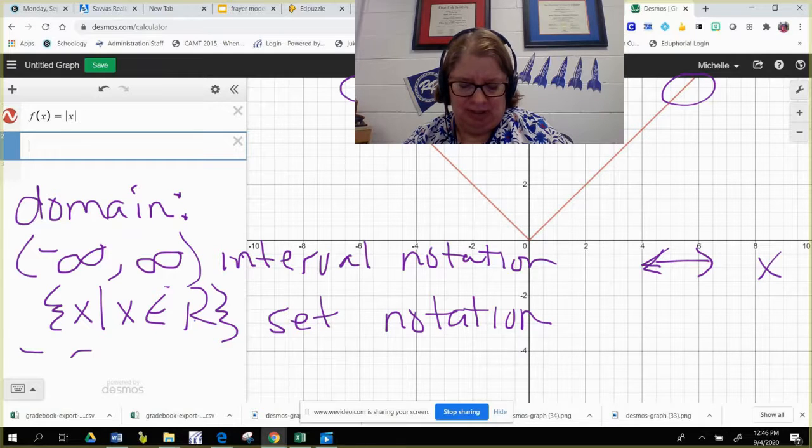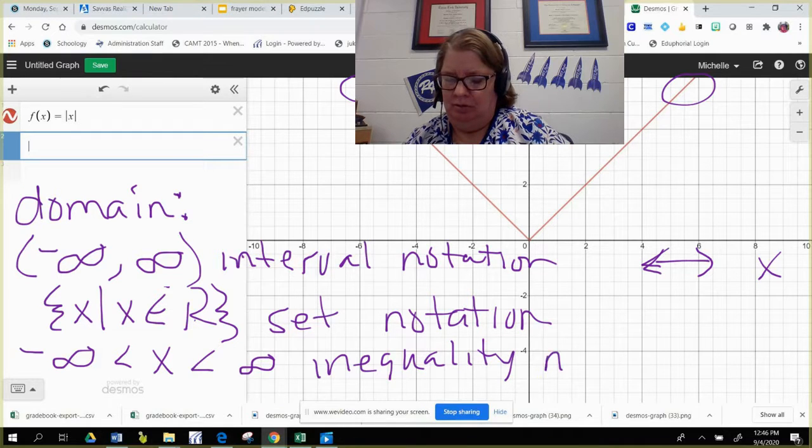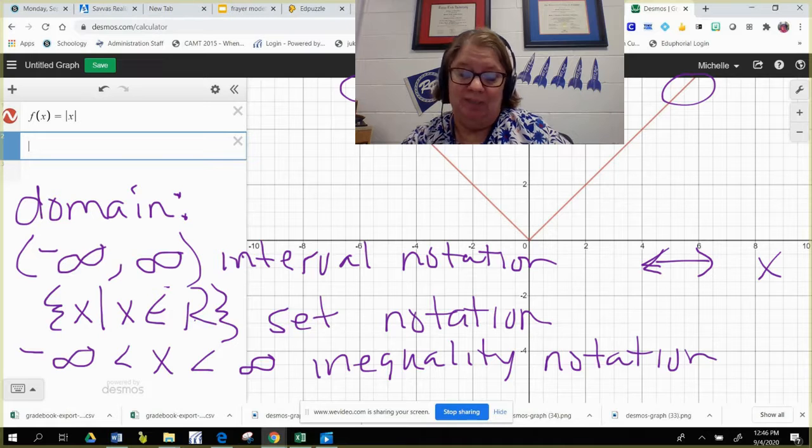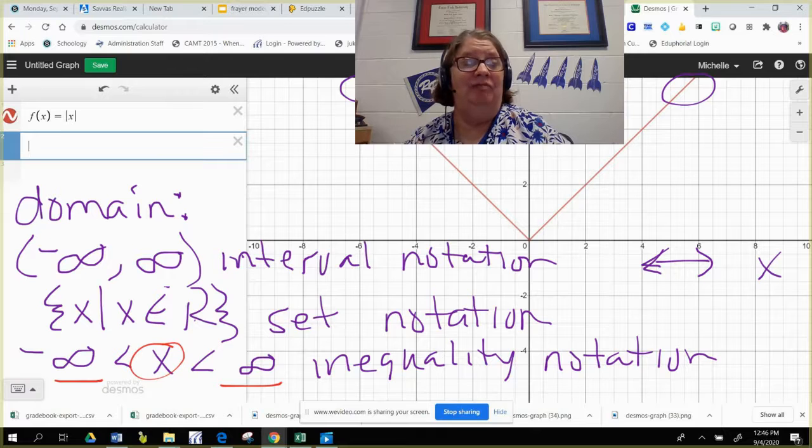So we know this starts at negative infinity. This is inequality notation. What this means is that all of the x values, or the domain, are between negative infinity and positive infinity. You would read it: negative infinity is less than x is less than infinity. That's the domain. That's three different ways to say the domain of this function.